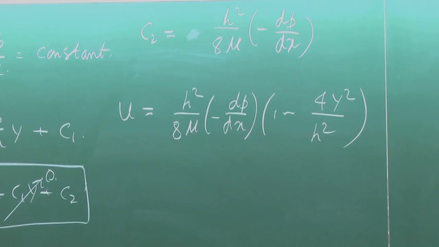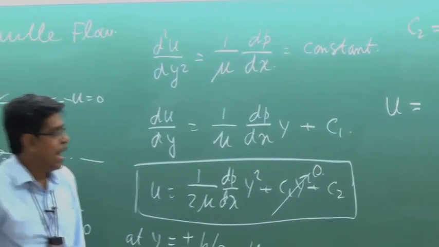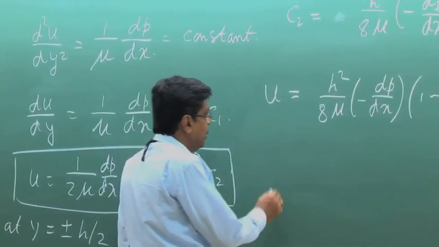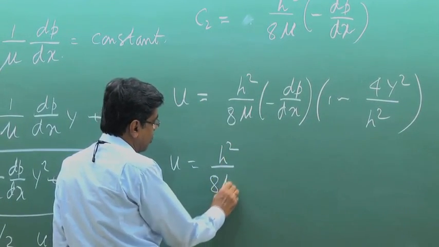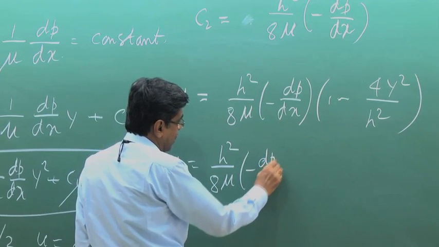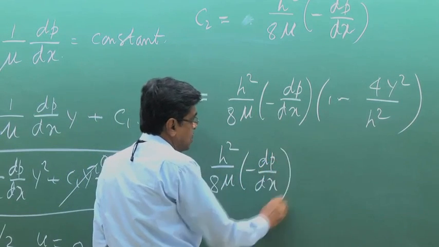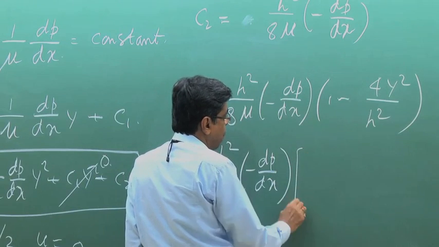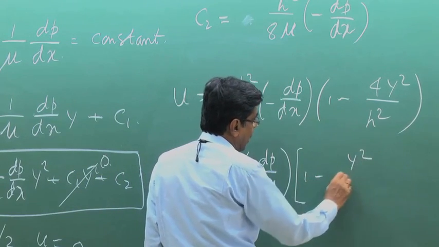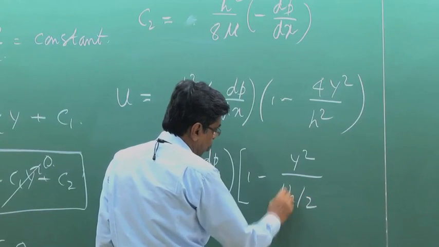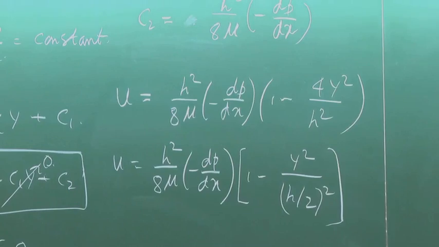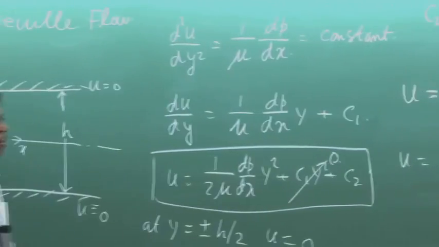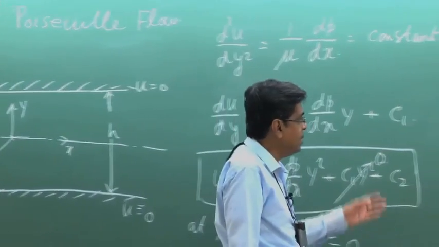If you just put the value of C2 here, then you get this equation. And it can be written in a form like this, which looks better: dp/dx into 1 minus y square by (h/2) whole square. That means square of the half height or half spacing of the channel. Okay. So, this is the u.